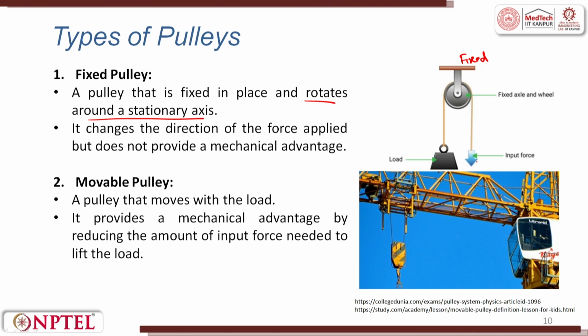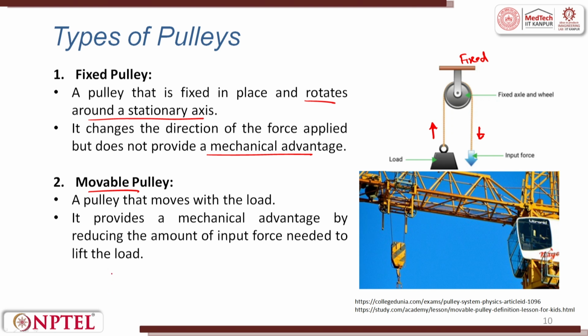There is a load, and there is an input force. It changes the direction of force applied, but does not provide a mechanical advantage. Direction of force means when the force is applied in this direction, this load is lifted up. It is a change in direction only, but mechanical advantage is not there. That is, whatever load you apply here, an equivalent load will be pulled up.